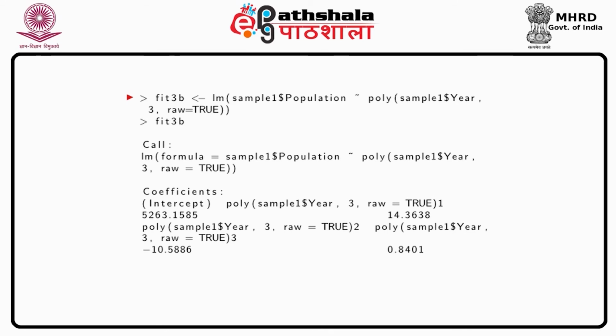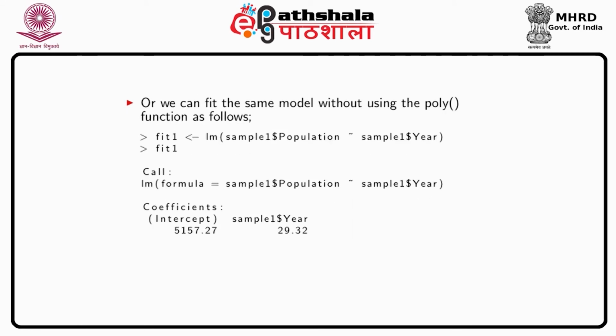Now we have seen the use of the poly function in lm in order to fit the regression model. So we have used lm, and then we have written sample population, which is our response, regressed on poly, and within brackets we have the name of our x variable, comma, the degree of polynomial, which is 2. Now in case we choose not to use the poly function, we can still fit a polynomial of second degree in R using the following functions.